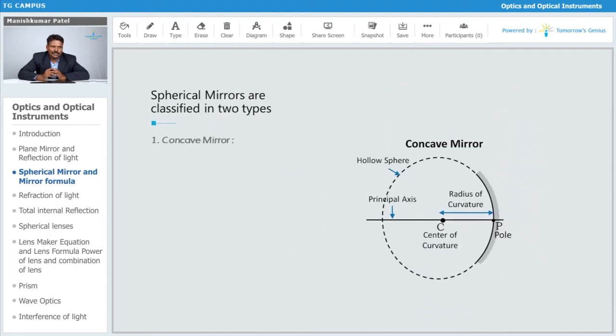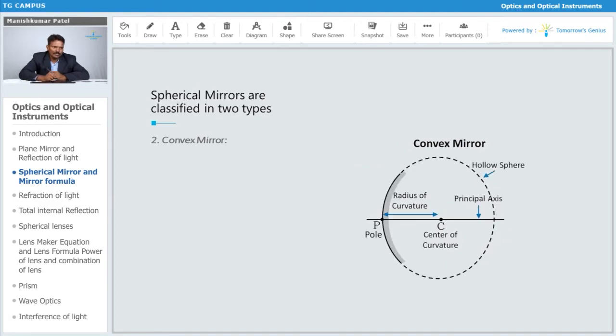The next one, as I just told you, is that it is a part of that hollow glass sphere. This is the hollow sphere which I have shown, which has one center that we are going to call the center of curvature. Then you can see the pole, that is the center of your mirror. The line which passes through C and P, and you just move it straight, is your principal axis. The distance between C and P we are going to call the radius of curvature.